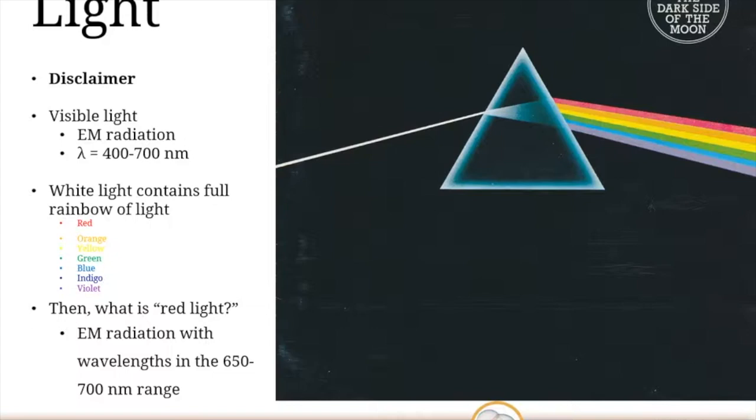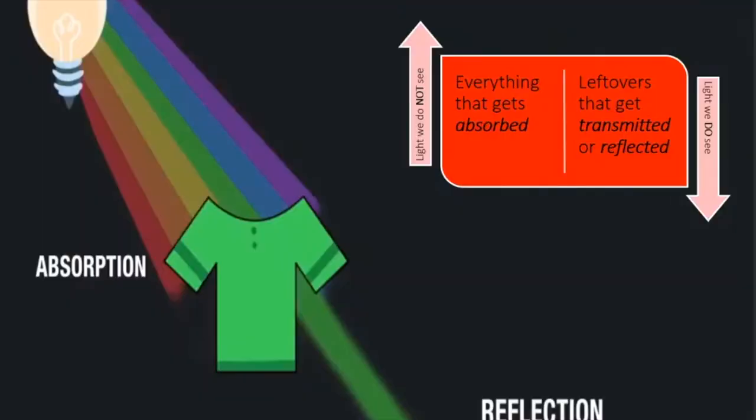So, in light of this, what is red light? Well, you can see on the bottom, each range corresponds to a different color. So the 650 to 700 nanometer range is what we call red. In the top left, we see a white light, broken into its component colors shining on a green shirt. And on the other side, we see green light coming out of that shirt.